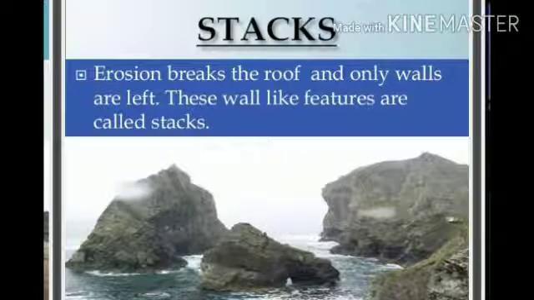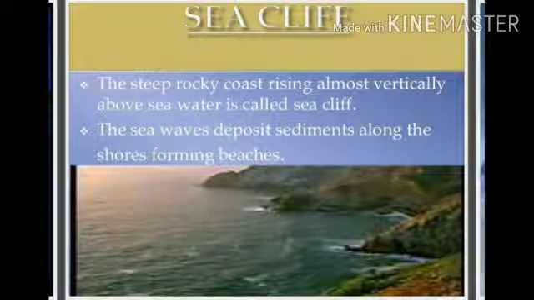Next, stacks. Further erosion breaks the roof and only walls are left, and these wall-like features are called stacks. The fourth feature of the sea waves is the sea cliff.